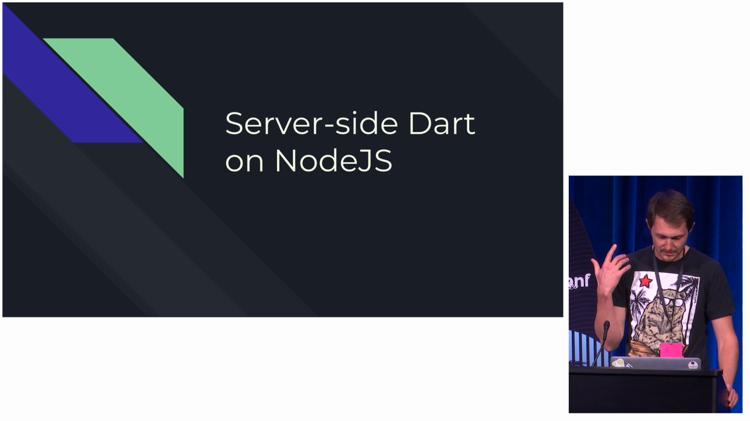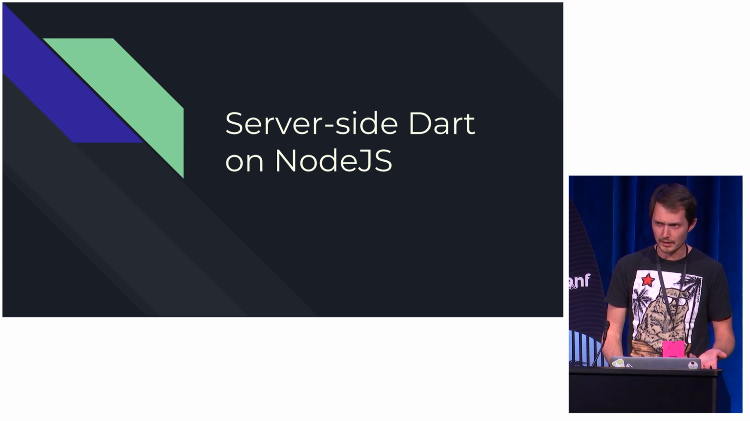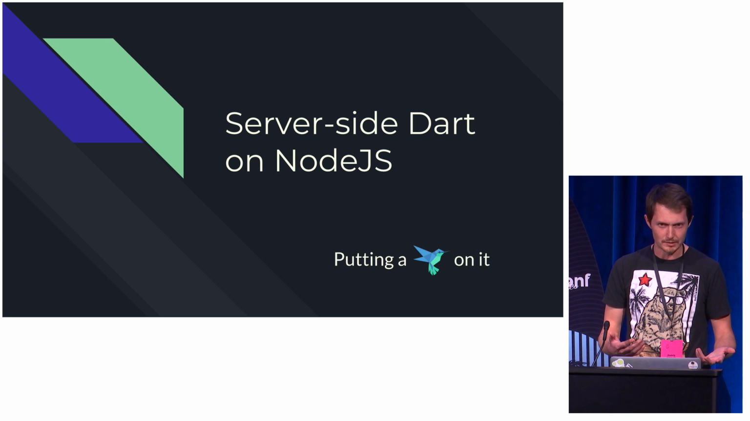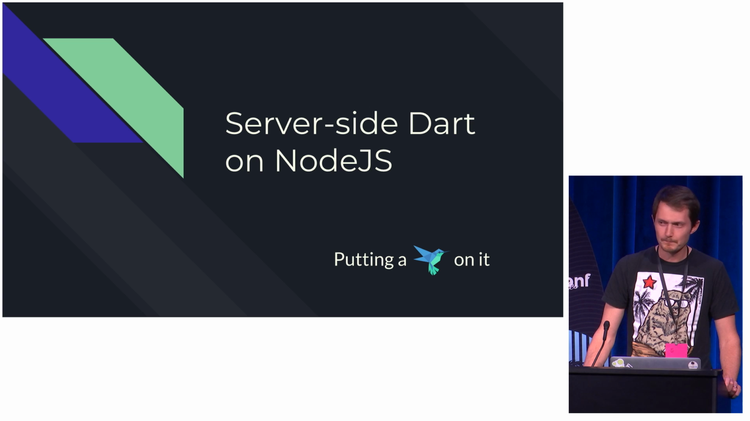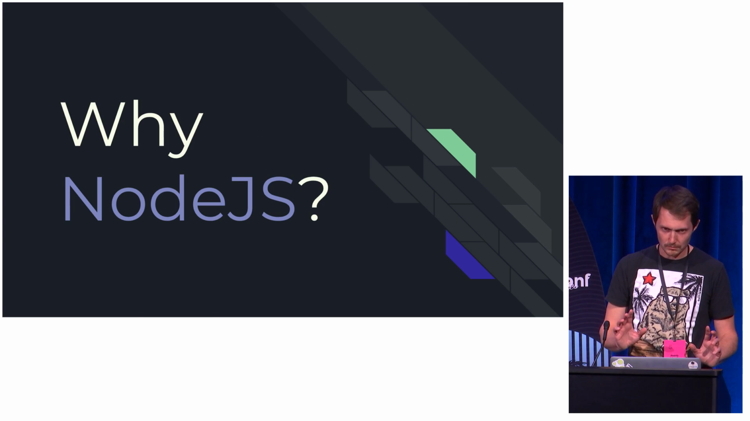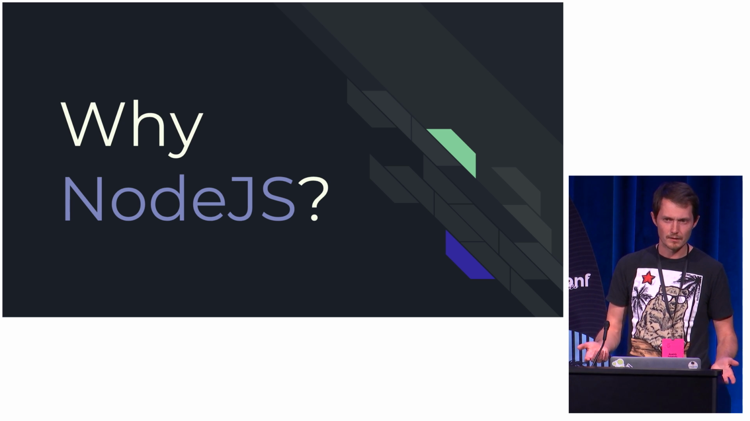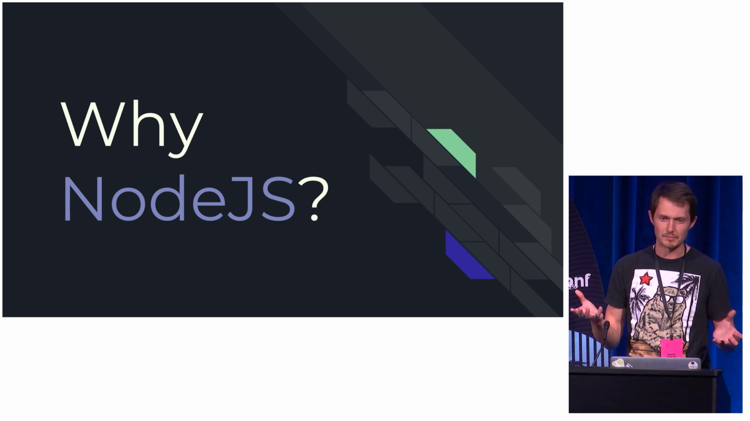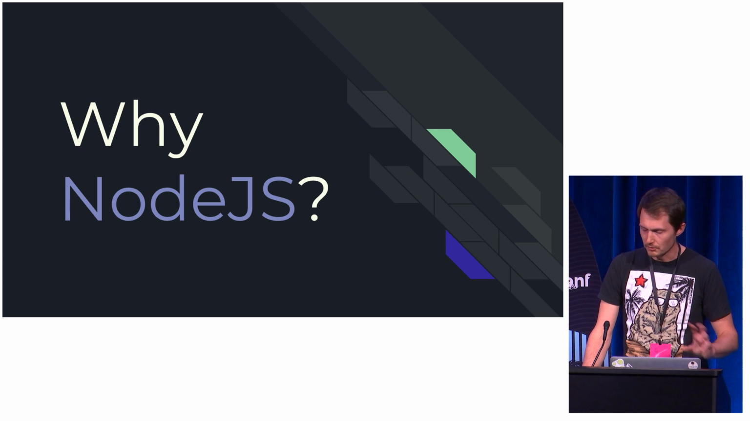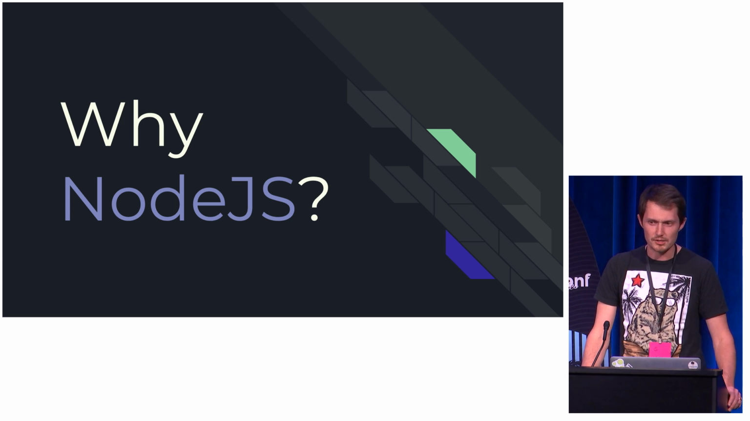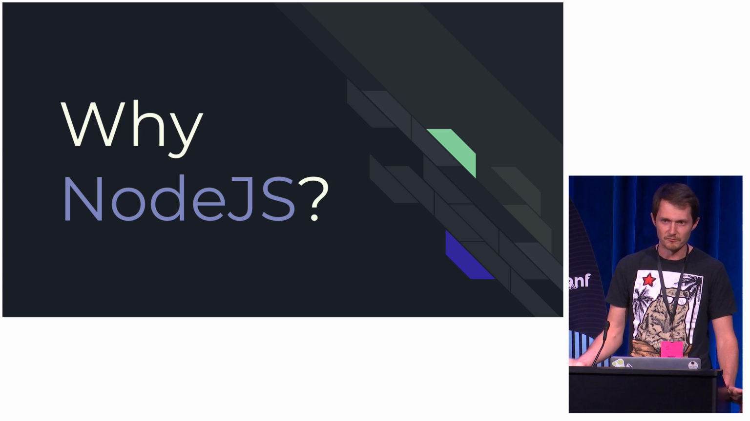So this is about server side Dart on Node.js. Or how people in Portland like to say it, putting a bird in it. First of all, why Node.js? Why not dart.vm? As much as I like dart.vm, the only place I can be sure it's always installed on is my laptop. It's not really anywhere yet. On the contrary, with Node.js, you can see it very much everywhere.